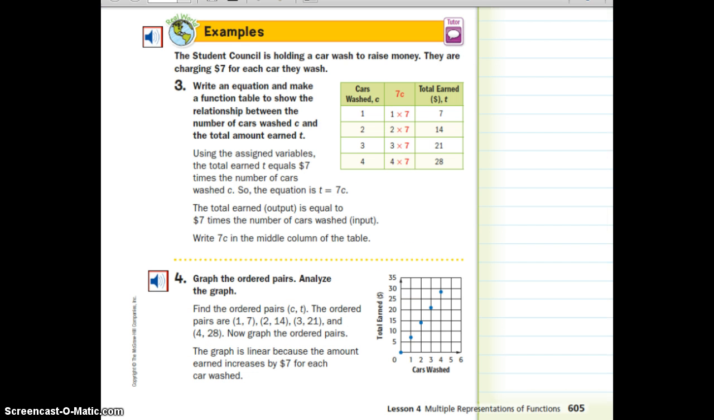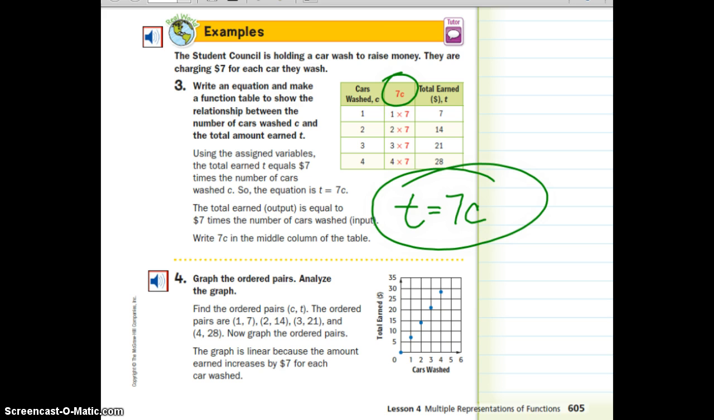Okay, let's look at these examples 3 and 4. The student council is holding a car wash to raise money. They charge $7 for each car that they wash. So 7C, that's our algebraic expression. It doesn't become an equation until we make it equal to something, and it's total earned, which is T for total earned, and 7 for each car. So 7C equals T. And again, we write our equation, and then we graph our ordered pair.